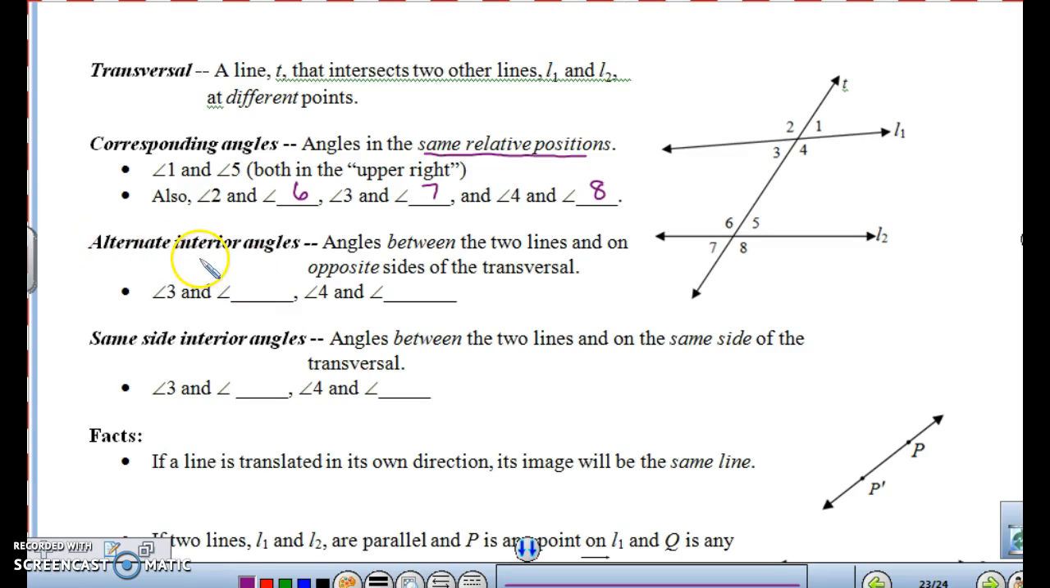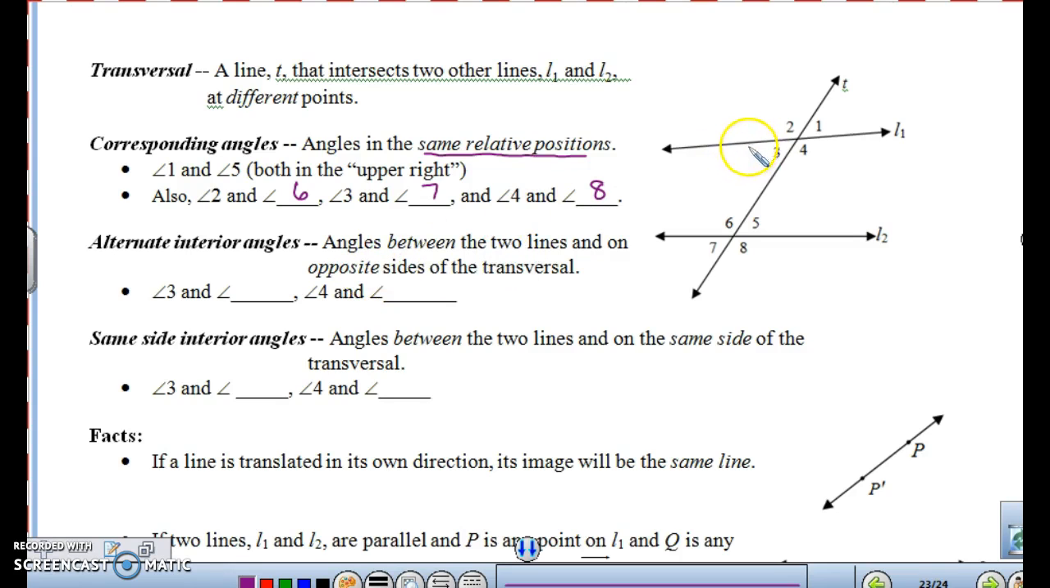Now, alternate interior is basically telling you where the angles are. They are angles between the two lines. So here's your two lines. And on opposite sides of the transversal. So they're written as pairs. So the angles 3, 4, 5, and 6 are in between the parallel lines. Now, not only are they between the lines, they are on opposite sides of the transversal.